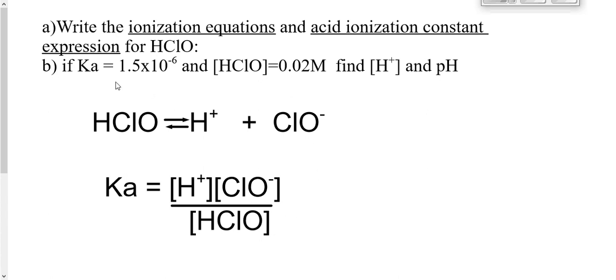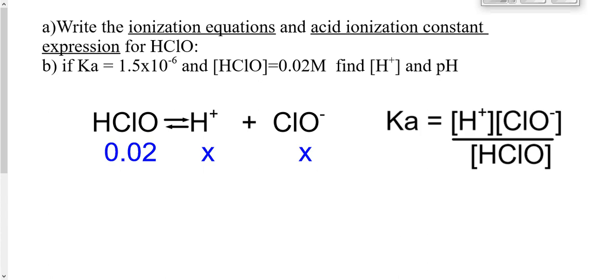Now, they've given us some information. We know the value for Ka. We know the value for the concentration of HClO. They want us to find the value for hydrogen and then also the pH. Organizing my thoughts here, I know the concentration of my acid is 0.02. They don't tell me the concentration of hydrogen or the hypochlorite ion, but I can see from the balancing that they're going to form in a 1-to-1 ratio. I can't assume that all 0.02 moles breaks down. There's two-way arrows here. This is a weak acid. Only some of this is going to dissociate.